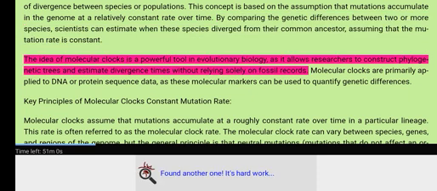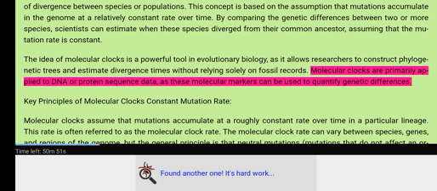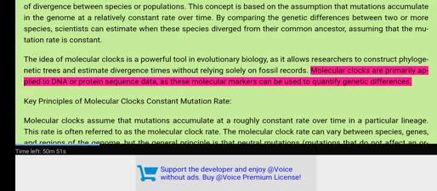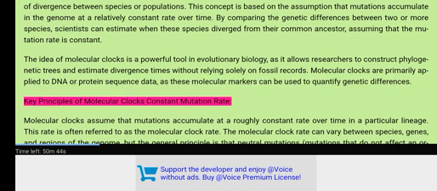The idea of molecular clocks is a powerful tool in evolutionary biology, as it allows researchers to construct phylogenetic trees and estimate divergence times without relying solely on fossil records. Molecular clocks are primarily applied to DNA or protein sequence data, as these molecular markers can be used to quantify genetic differences.